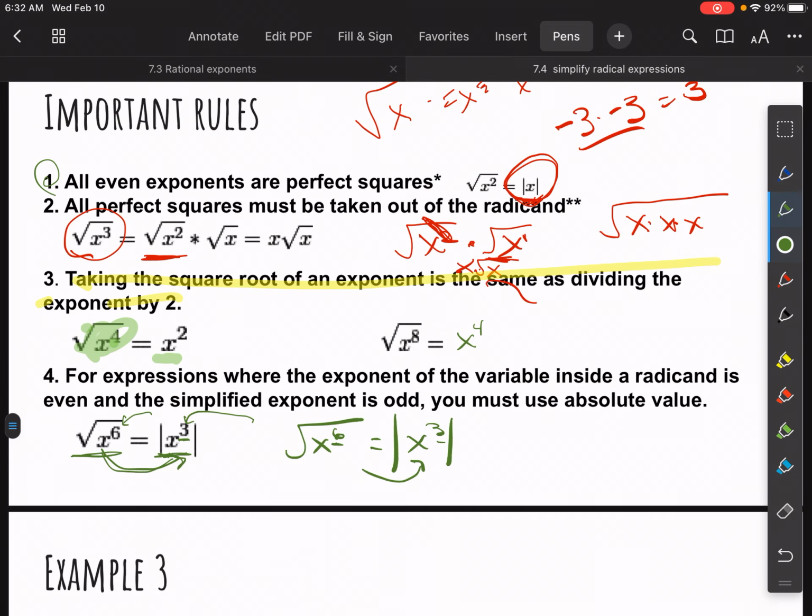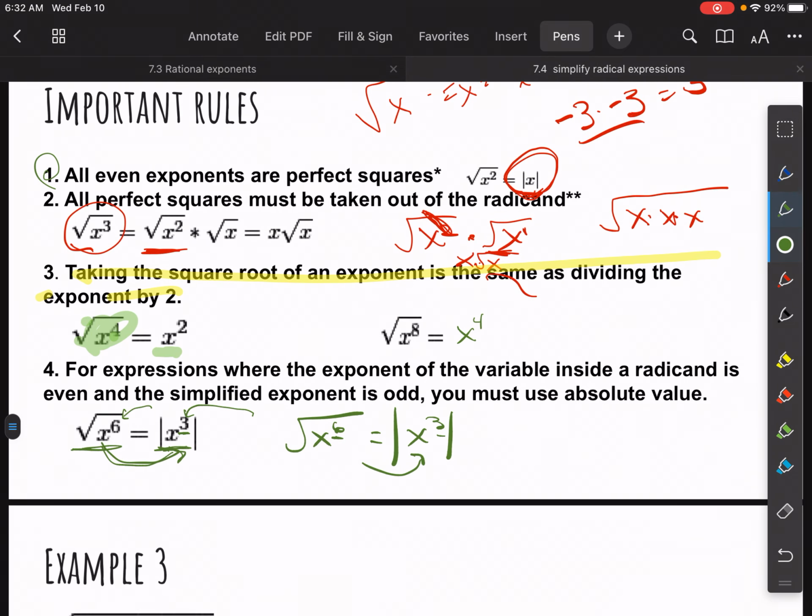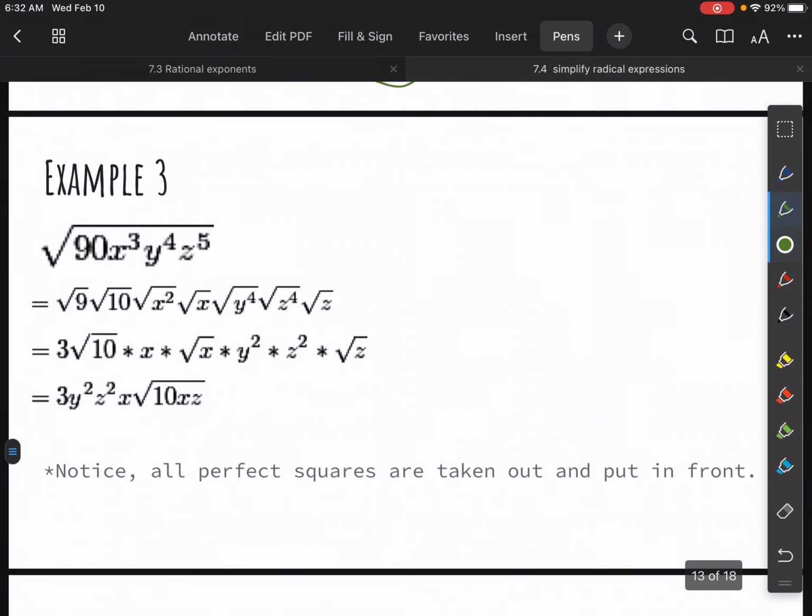So those are our rules. I know that that's a lot. Make sure you get those into your notes, because those are going to be very important. So let's do example 3 now.